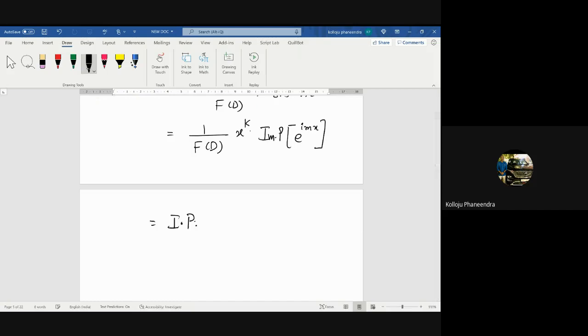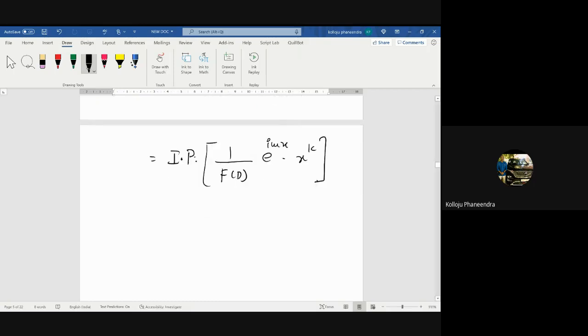Now this can be written as IP, the imaginary part of 1 by f of D into e power i mx into x power k. What is this model now? e power ax into v of x. This is the model. I am just giving the idea here: e power ax into v of x model.